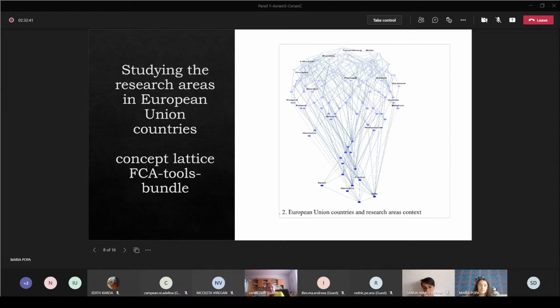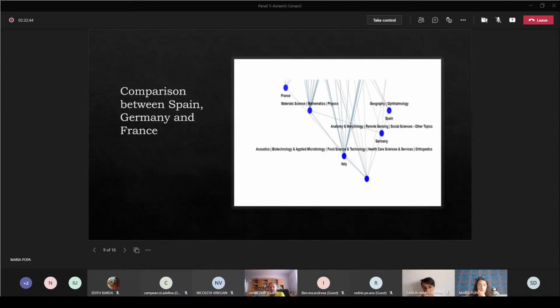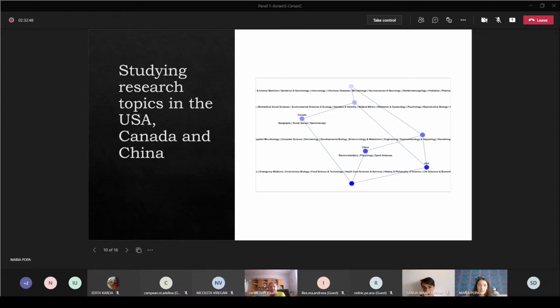Then Spain, Germany. Here you can see briefly some research topics related to the countries. It was also interesting to see the relationship between the United States, Canada, which is a well-developed country with a lot of research, and China, which was the start of the pandemic. As you can see, China was the only one that concentrated on sports sciences, but the United States of America targeted more research topics.